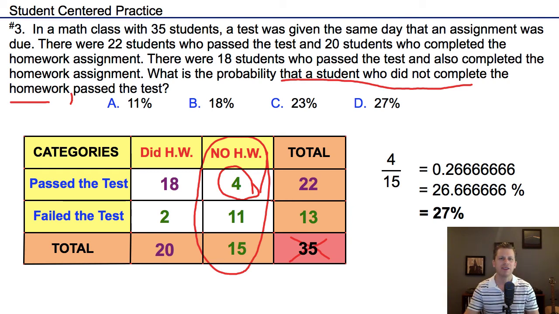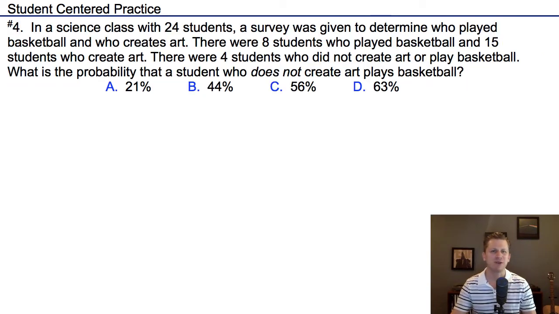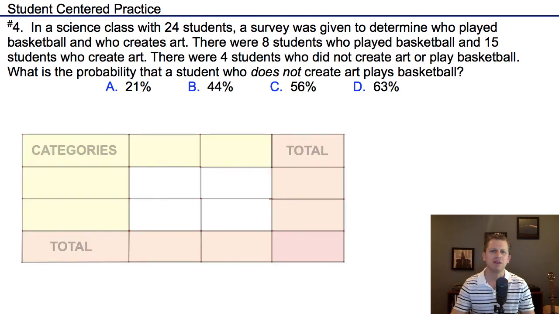Let's try another example. In a science class with 24 students, a survey was given to determine who played basketball and who creates art. There were 8 students who played basketball and 15 students who create art. There were 4 students who did not create art or play basketball. What is the probability that the student who does not create art plays basketball? Let's set up our two-way table.